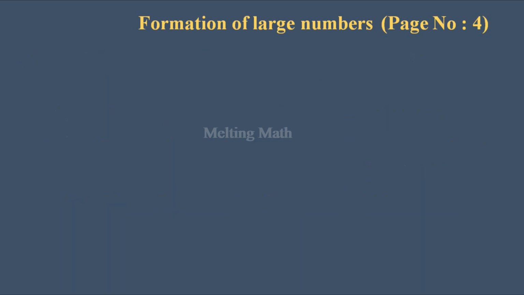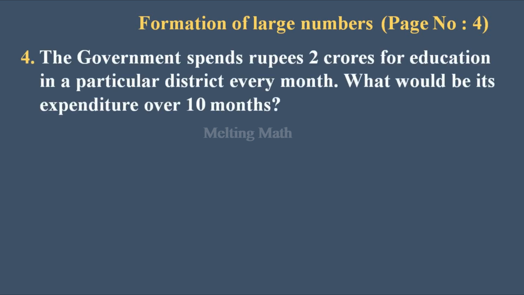Okay, next see the fourth one. The government spends rupees 2 crore for education in a particular district every month. What would be its expenditure over 10 months? Okay, this is the question. So let me read it again. The government spends rupees 2 crore for education in a particular district every month. So from this sentence they are saying that on a monthly basis the government spends 2 crore rupees for education in a particular district. So here simply we get: government spends 2 crore per month. That is simple data here.